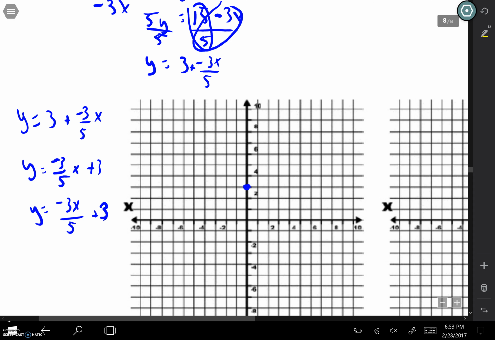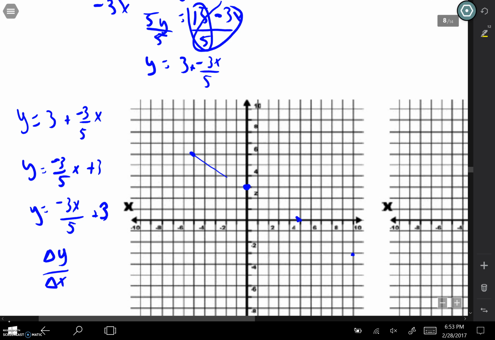So that is 1, 2, 3, a run of negative 3, and then a rise of negative 3, rise over run there. Sorry, Mr. Wynn, I had a little mishap right there. It's a change in y and change in x. So it's down 3 and run 5. 1, 2, 3, 4, 5. Going the opposite way, up 3, 1, 2, 3, and then run left 5, 1, 2, 3, 4, 5. It's the same thing. And there's my function.